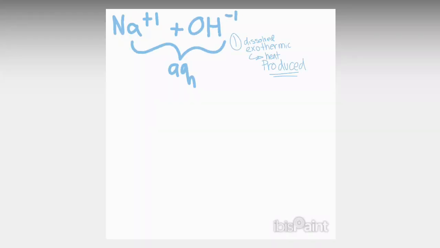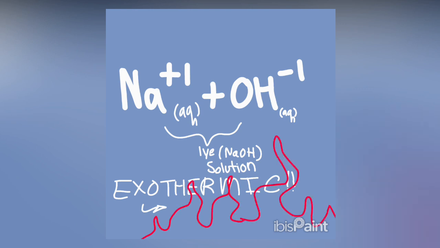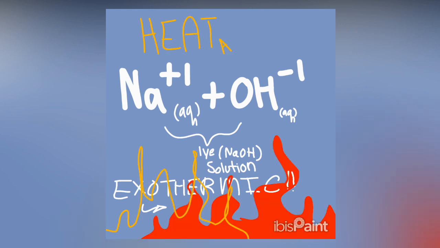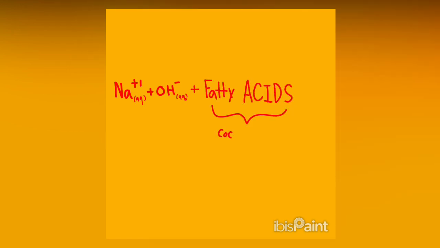Sodium hydroxide, once mixed with water, will become an aqueous solution since it'll be fully dissolved, and it'll be exothermic. So we'll add that solution with fatty acids as well to create our saponification reaction. Sodium hydroxide will be added with the fatty acids.